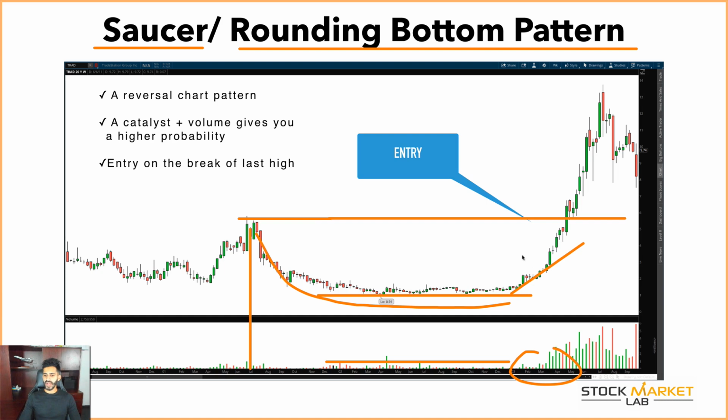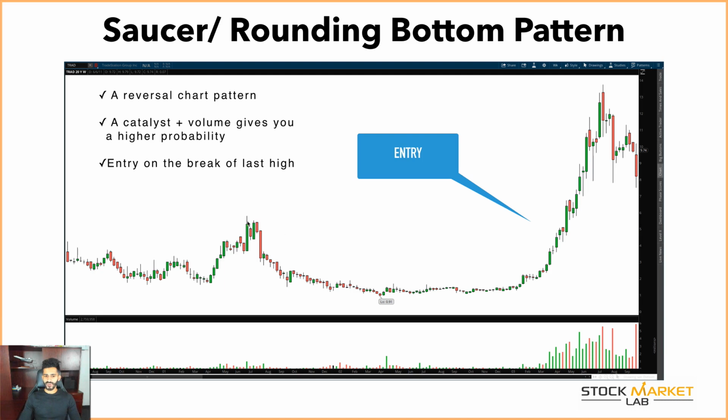Now, if the stock can A, break this point, that's usually a good trade over there. Or B, usually when volume kicks in here, you can look to take a trade, ride it for maybe $1 to $2, 2 to 3, 3 to 4, whatever the case is.